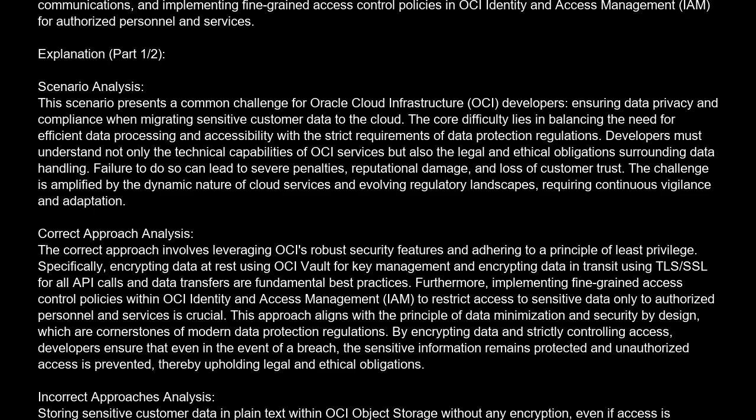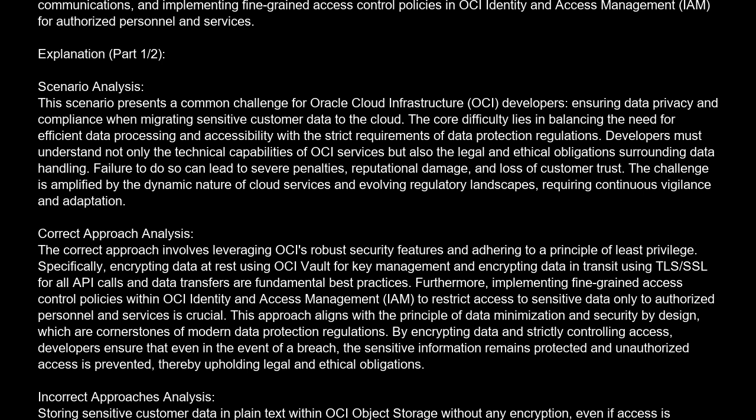This approach aligns with the principle of data minimization and security by design, which are cornerstones of modern data protection regulations. By encrypting data and strictly controlling access, developers ensure that even in the event of a breach, the sensitive information remains protected and unauthorized access is prevented, thereby upholding legal and ethical obligations.